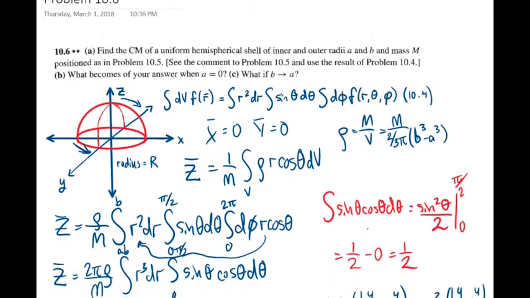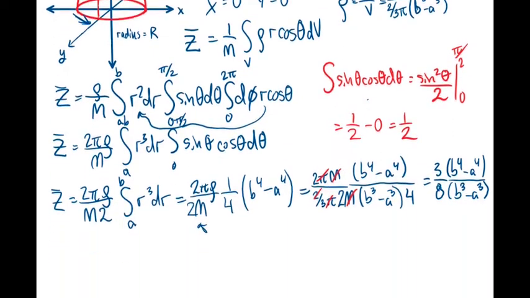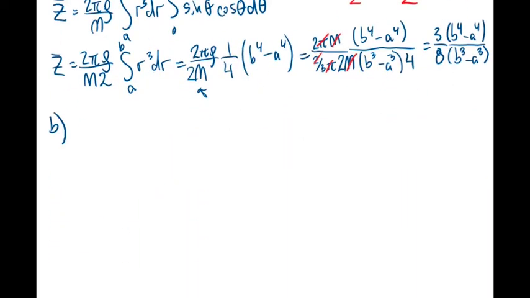Now, part B of this problem asks, what becomes of your answer when a equals 0? And part C asks, what if b approaches a? So, if a is 0, our result for the center of mass is 3/8 b to the 4th over b cubed, which is just 3/8 b, in agreement with the result of problem 10.5.